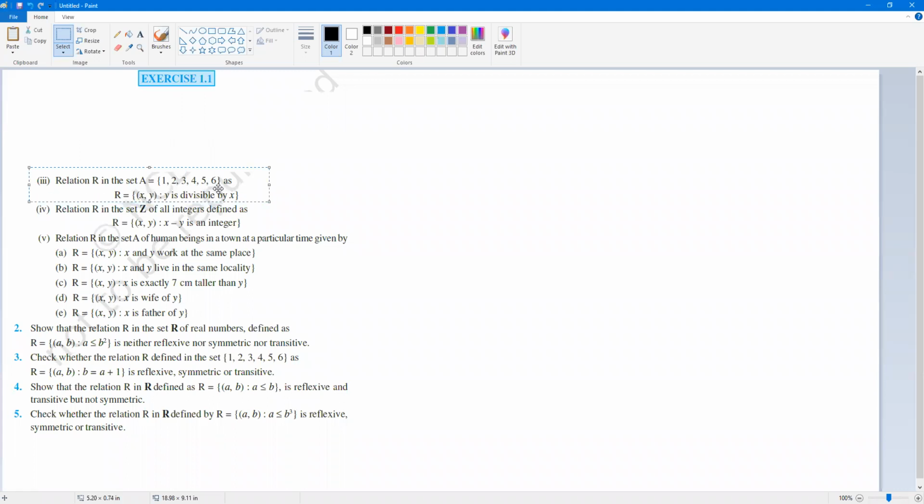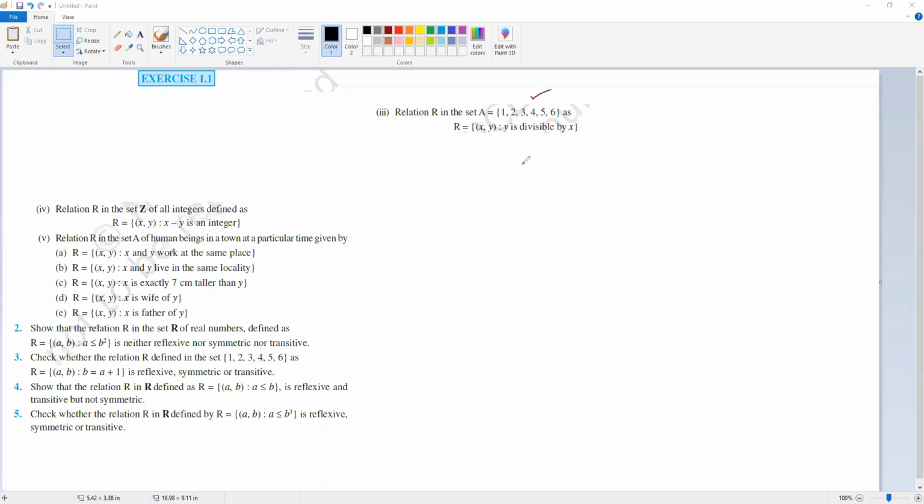Then next question. देखो, relation on a set, all these are finite sets. Set {1, 2, 3, 4, 5, 6}. Relation is like this: set of all ordered pairs (x, y) such that y is divisible by x. y is divisible by x मतलब second number is divisible by first number. So (1, 1) आएगा, (1, 2) because 2 is divisible by 1, (1, 3) because 3 is divisible by 1, (1, 4), (1, 5), (1, 6) आएगा.